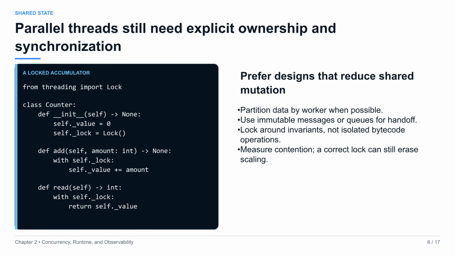Removing the GIL does not remove data races. Even if an individual container method has internal safety, an application invariant spanning a read and a write can be interrupted by another thread. The counter protects the entire update and read operations with one lock. More scalable designs often avoid shared mutation entirely by partitioning state, sending immutable messages, or assigning one owner to each resource. Locks should protect the smallest coherent invariant, but making them too fine-grained can introduce deadlocks and overhead. Correctness tests should include stress, cancellation, shutdown, and error paths, while performance tests should reveal contention under realistic worker counts.